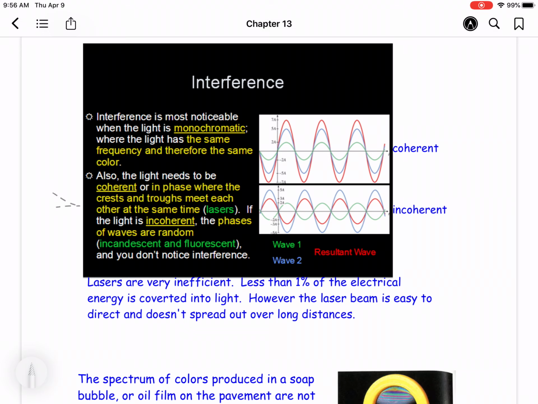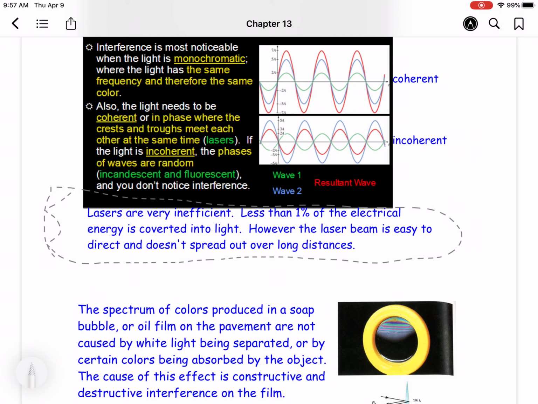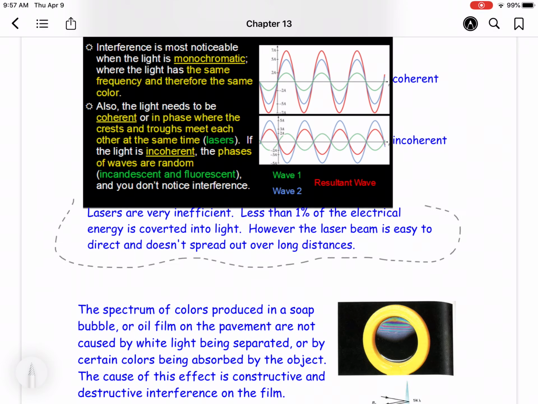So that's kind of the idea of lasers. If the light is incoherent, the phases are random, and that's kind of our everyday lights. You don't really notice the interference; it just kind of happens. Lasers are very inefficient. Less than 1% of electrical energy is converted into light. However, the laser beam is easy to direct; it doesn't spread over long distances. So they really like this idea.